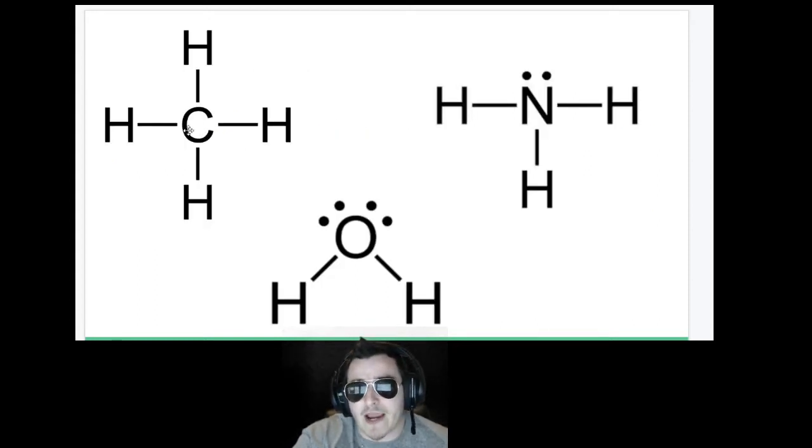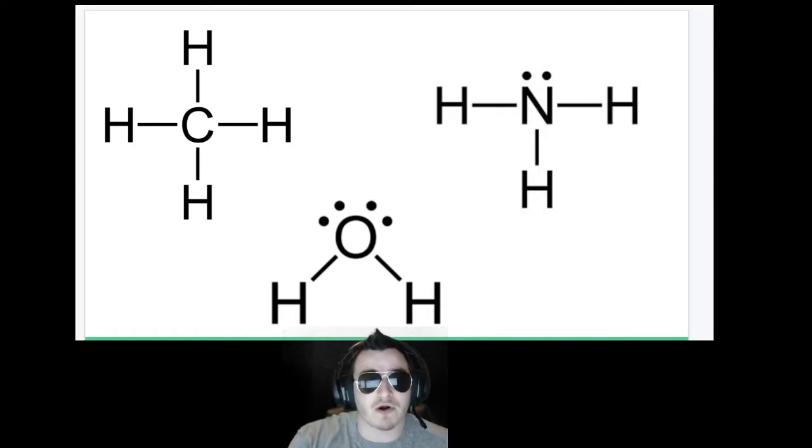So let's count up how many domains this central atom carbon has in CH4. Well, it has 1, 2, 3, 4 bonded atoms, therefore 4 domains. And if we look at NH3, it has 1, 2, 3 bonded atoms and 1 lone pair. Therefore, it has 4 domains. And if we look at water, H2O, it has 1, 2 bonded atoms, but it also has 1, 2 lone pairs on the central atom. Therefore, this one also has 4 domains. So they all have the same amount of domains, and yet different combinations of bonded atoms versus lone pairs, and are therefore going to result in different shapes.